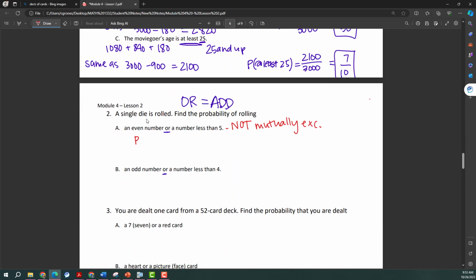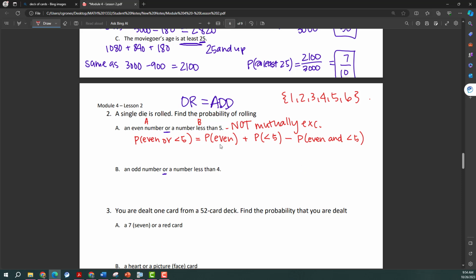So I'm going to name our first event A and then our second one B. So the probability of even or less than 5, we take our first one, the probability of being even, add it to the second, the probability of being less than 5, and then we subtract the probability of even and less than 5. So when we roll a die, we can get either a 1, a 2, a 3, a 4, a 5, or a 6.